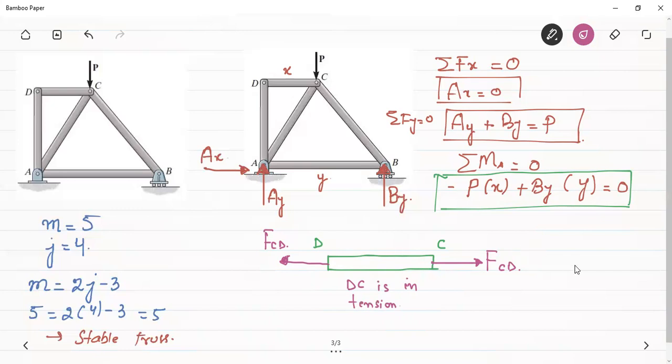So if I'm showing the compressive force now, then it will be shown in this direction. This means that the member is in compression. Initially, though, we have to assume all the members to be in tension. So let's move to the next slide.